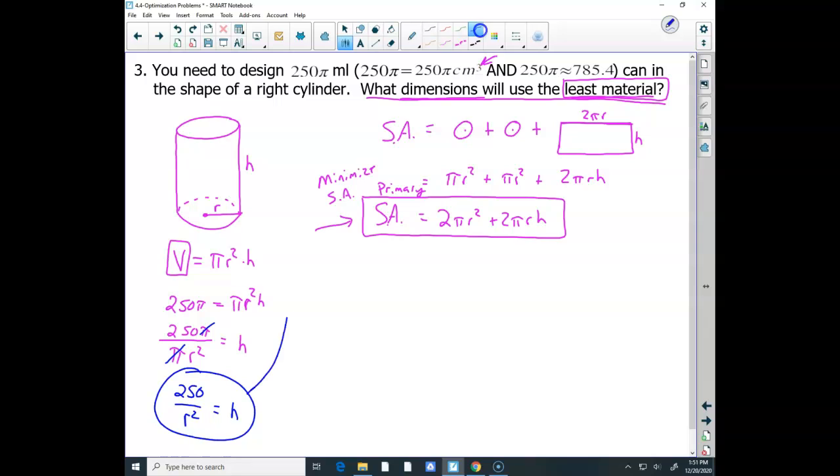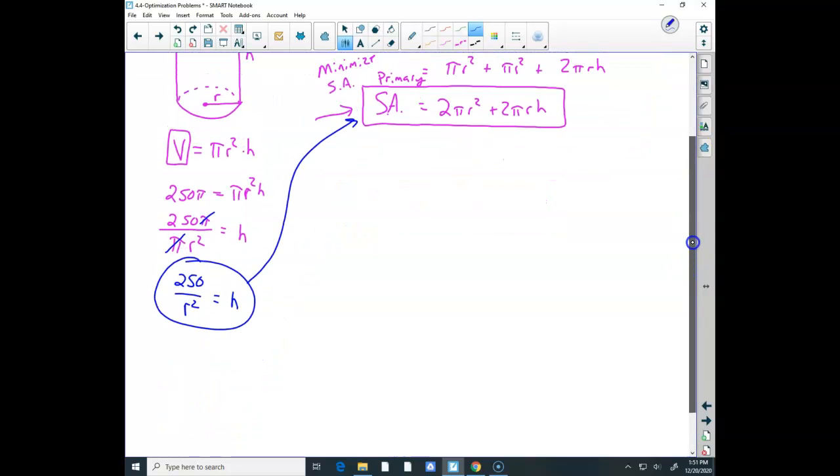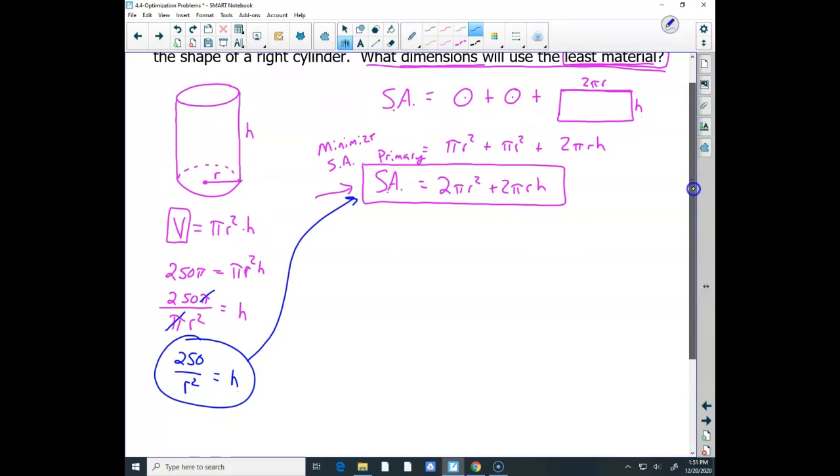So I'm going to take that into my primary equation. So I can rewrite my primary equation into something I can take the derivative of. Nice. Okay? So we're going to say the surface area equals 2 pi r squared plus 2 pi radius, and we just redefined the height to 250 over r squared. So check it out. I just rewrote my surface area in terms of the radius, surface area in terms of r. Well, it cleans up pretty decent here if you see.